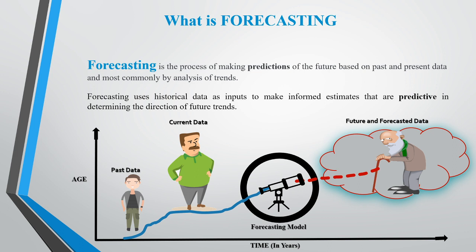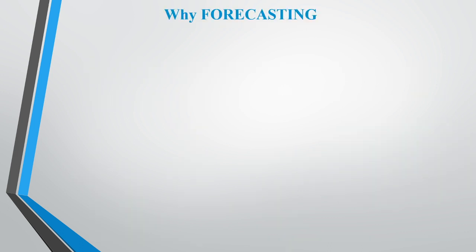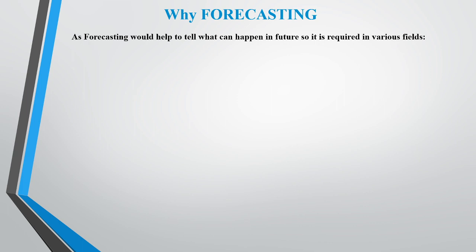So while seeing this, now we must know why forecasting. We have learned what forecasting is. Now we must know why we have to do this type of forecasting, as forecasting would help to tell what can happen in future. So it might be required in various fields, as it will be telling you what will be happening in future. So it means we'll be requiring it in many fields.